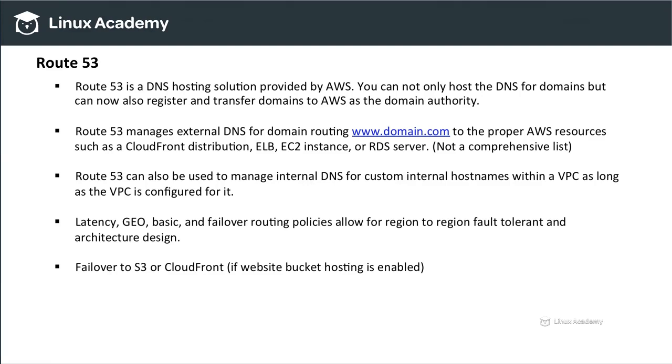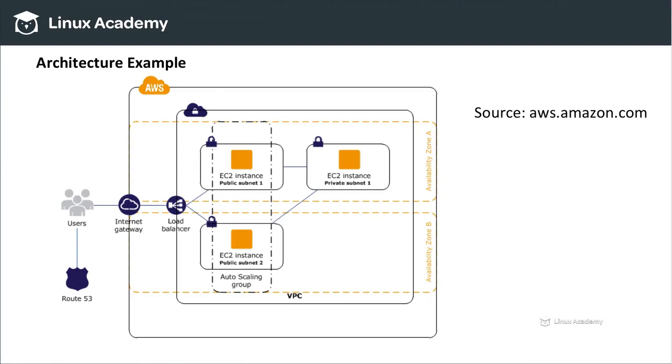With Route 53, we can configure latency, geographic, basic, and failover routing policies that allow for region-to-region fault-tolerant architecture design. You can set up a failover to an Amazon S3 bucket or CloudFront distribution if website bucket hosting is enabled for S3. That's a neat feature, and we will take a look at that. So in other words, if for some reason your highly available web server application still can't handle the load, or something happens, Route 53 can fail over to serving just a static "will be back soon" HTML page inside of an S3 bucket. So let's take a look at this diagram from AWS.